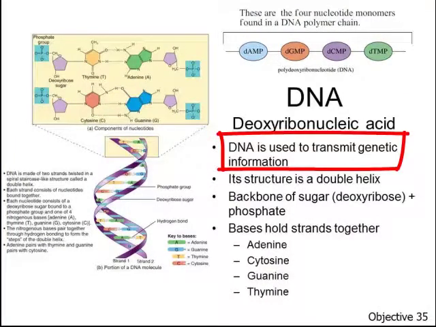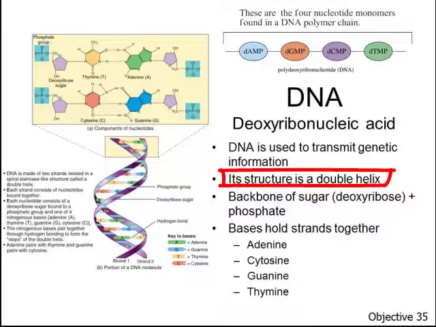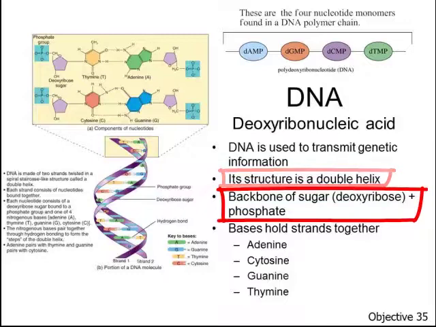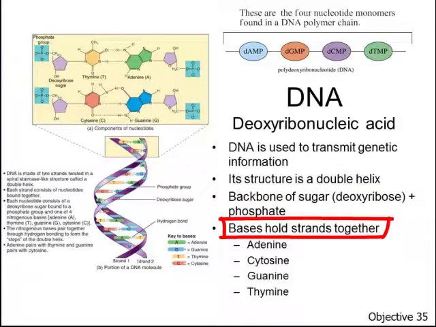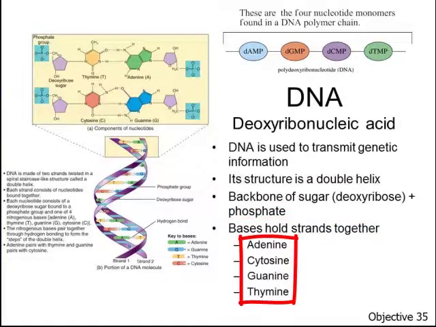Deoxyribonucleic acid, or DNA for short, is used to transmit genetic information. It's a double helix with a backbone of sugar, in this case deoxyribose, and phosphate, and then bases sticking out that can interact with one another to hold the 2 strands of the double helix together. The bases that we find in DNA are adenine, cytosine, guanine, and thymine, abbreviated naturally enough A, C, G, and T.